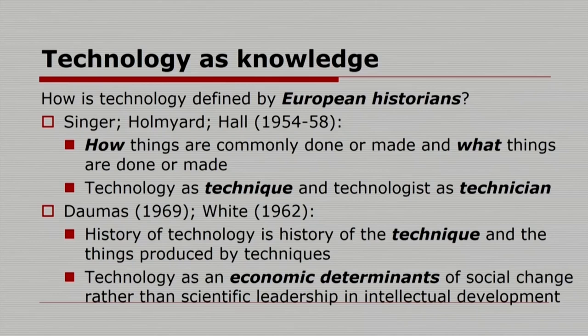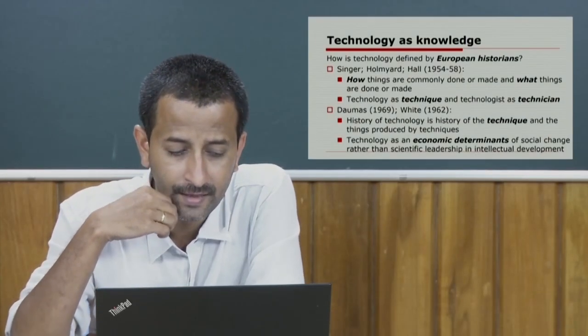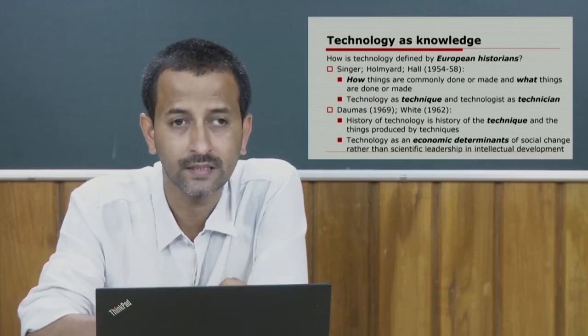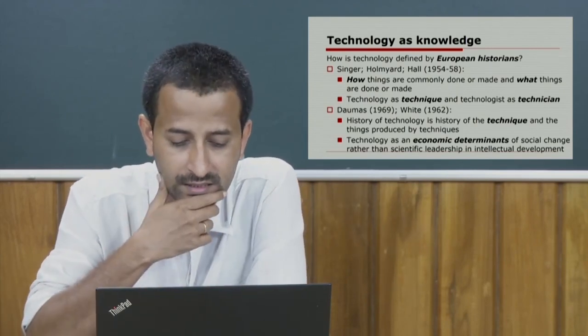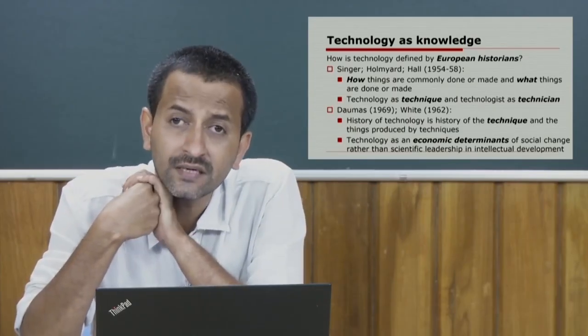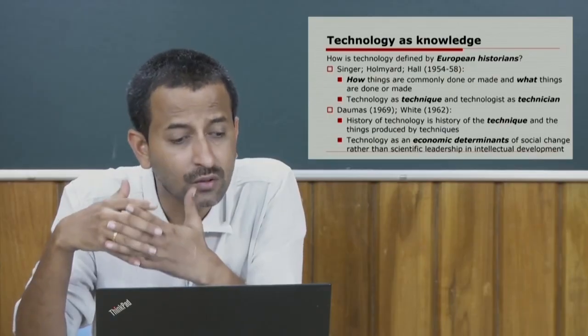for them technology is nothing but how things are commonly done or made, and what things are commonly done or made. Then it implies that technology is considered a technique, and the practitioner of technology, that is the technologist, is regarded as a technician. In this usage, what should be the traditional definition of technology in this context?